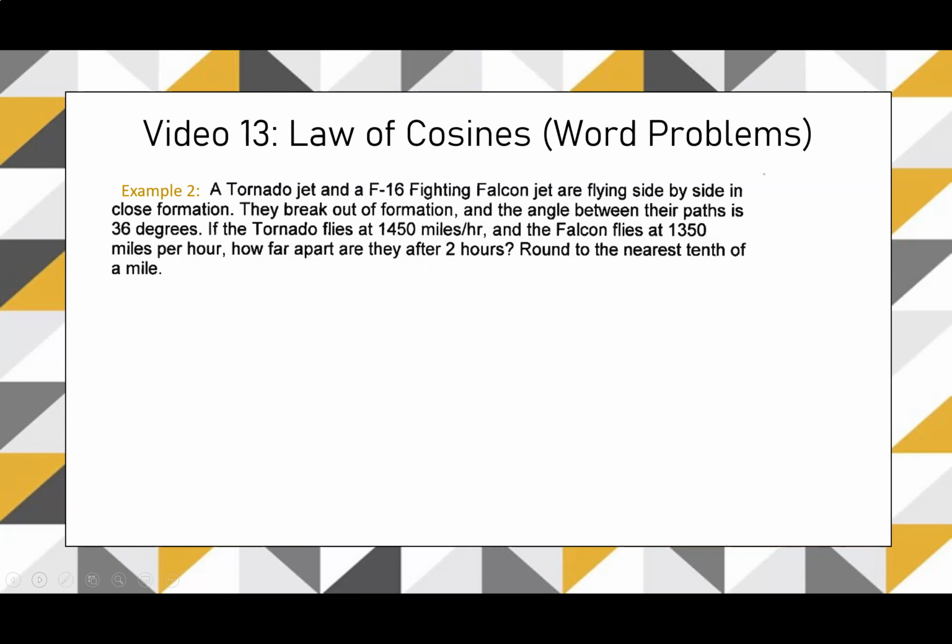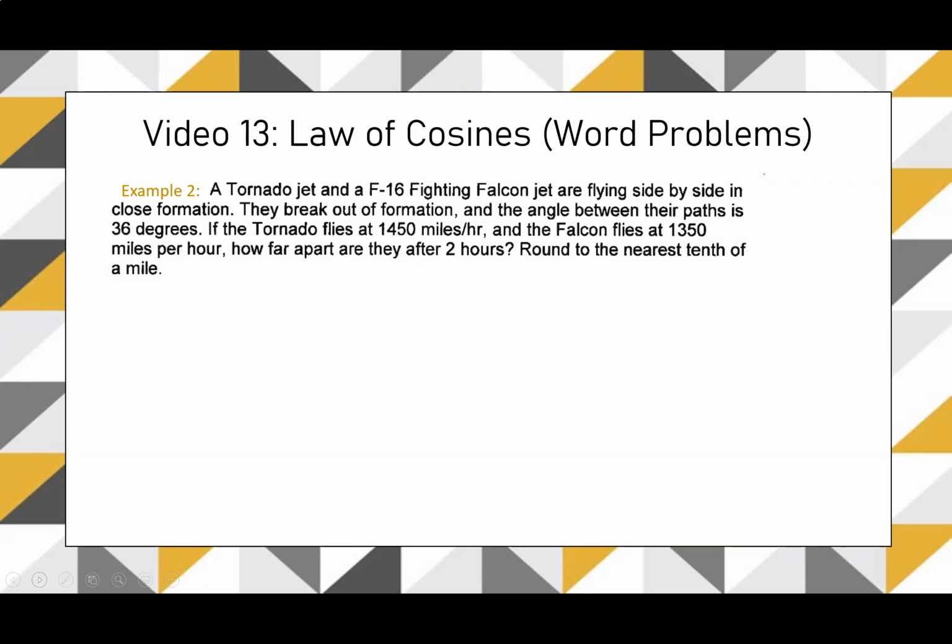All right, example 2. So here we have a tornado jet and the F-16 Fighting Falcon. They are flying side by side in close formation. They break out of formation and the angle between their paths is 36 degrees. So if the tornado flies at 1450 miles per hour and the Falcon flies at 1350 miles per hour, how far apart are they after 2 hours?